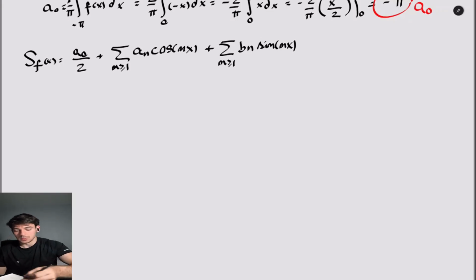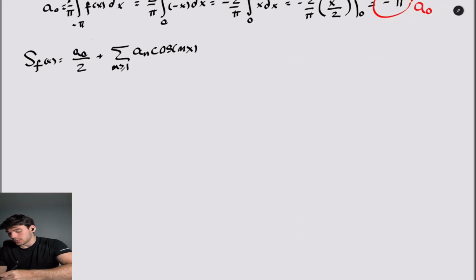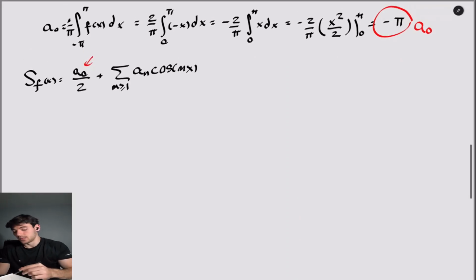Okay, so our Bn is 0, so this whole sum is 0, so just erase it. Our a0 here is minus pi, so we will have minus pi divided by 2.